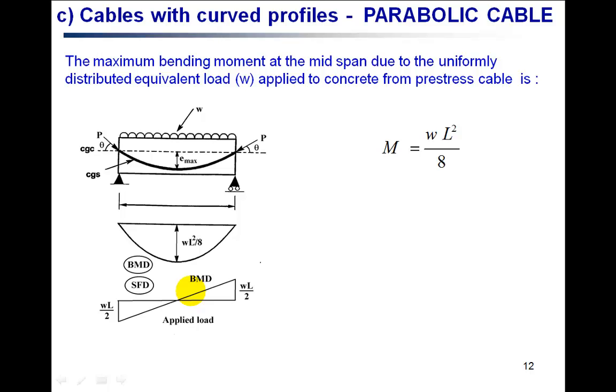Now if the external load is acting on the beam, and the external load is W, the moment due to external loading will cause a positive moment of W L squared by 8 here, and this is the shear force diagram.